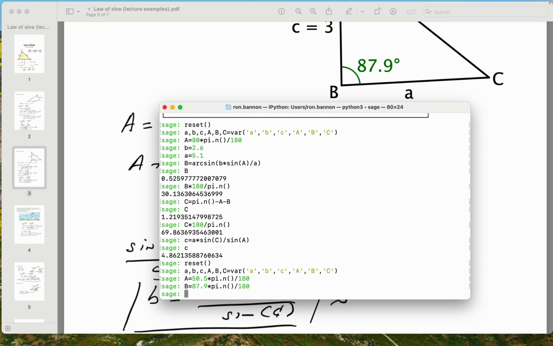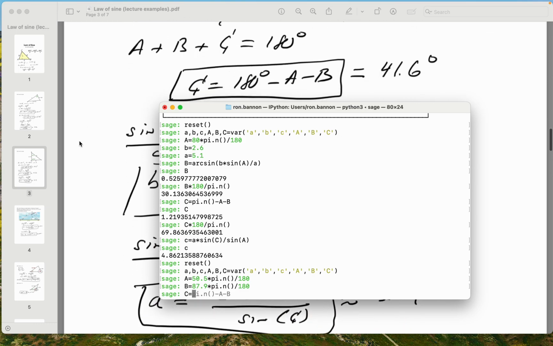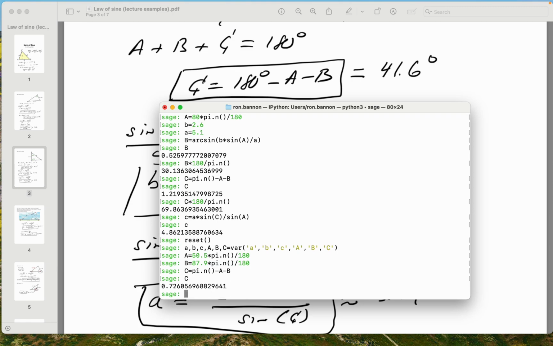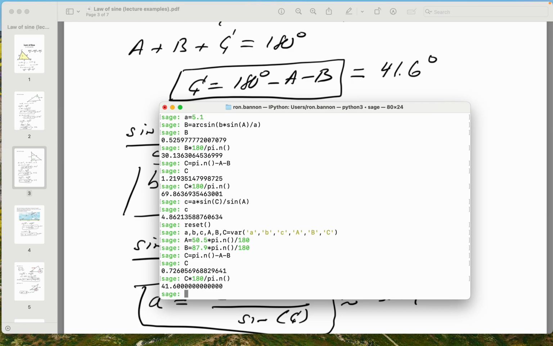Now, what's C going to be? Let's write this down. C will be equal to, let's go over here and make sure you understand it's written down for you. I'm not going to use 180. I'm going to use pi again. Pi dot n. I know that's a pain, by the way. Minus A minus B. And you get a number like this, which might confuse you. I'm going to convert that to the degree measure. So I'm going to take C, multiply it by 180, and divide by that pi again. And what do you get? 41.6. Again, there's a lot of padded zeros over there. I wouldn't worry about that.